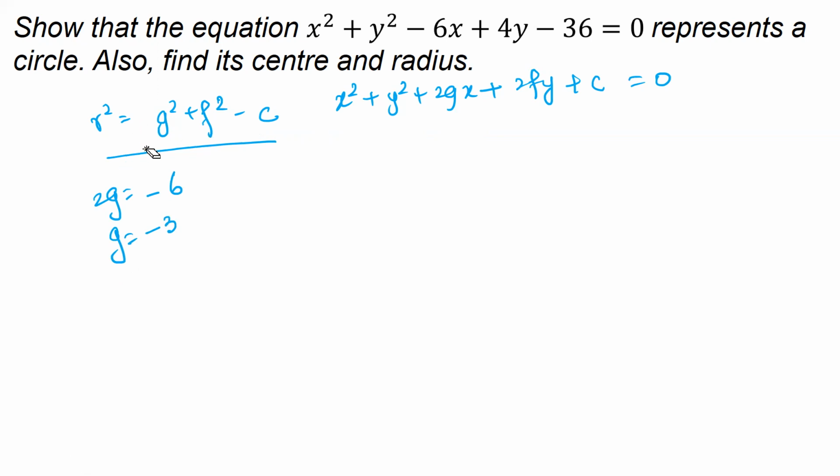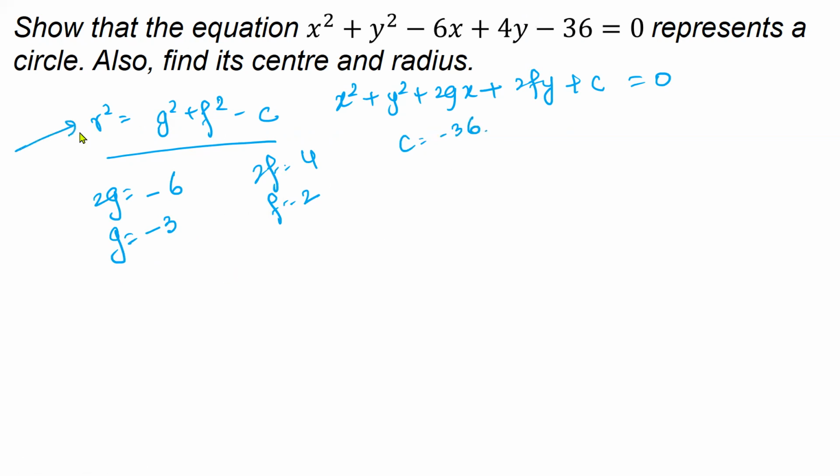Similarly, we have to find out the value of f. We see that with y we have 4 over here. So 2f should be equal to 4, which gives me f is equal to 2. So we have found out g, we have found out f, and lastly we see that c is just -36. So c is equal to -36. We have found out the values of g, f, and c.